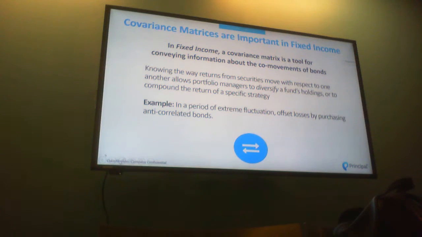And then it is important to fixed income because the covariance matrix is a tool for conveying information about the co-movement of bonds. The way returns from securities move with respect to one another allows portfolio managers to diversify the bonds they hold or compound the return of a specific strategy. An example is that in a period of extreme fluctuation, you can offset the loss by purchasing anti-correlated bonds. It's the purpose of building a portfolio.